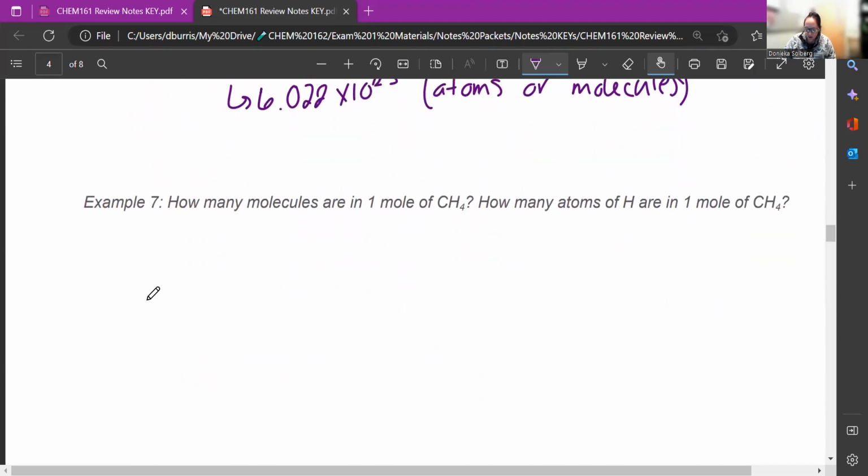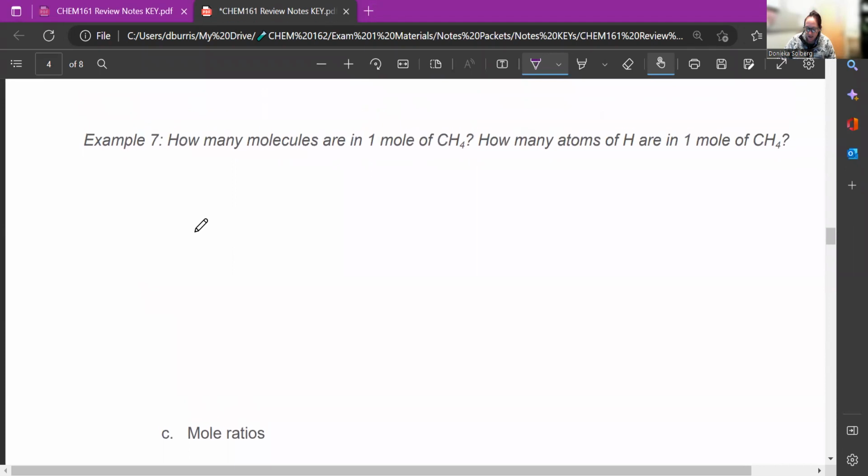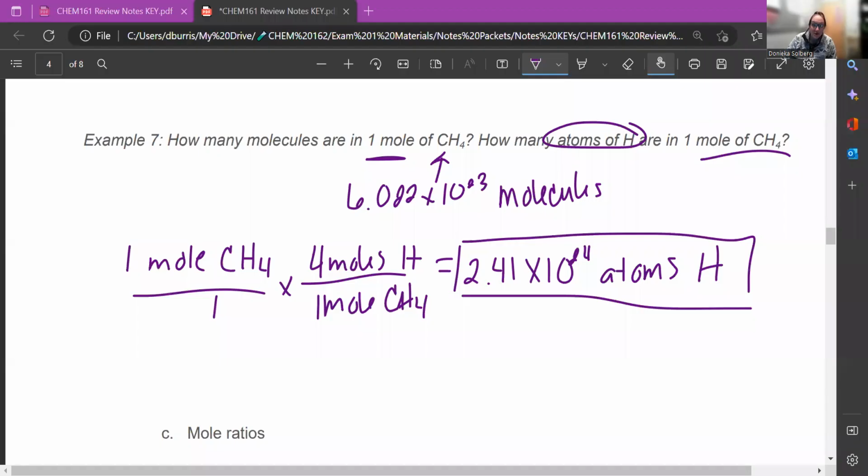Example number 7 is a conversion one. It says how many molecules are in 1 mole of CH4, and then how many atoms of hydrogen are in 1 mole of CH4. This is a really good review, so I recommend trying this one on your own. I will walk through it in just a moment. Obviously 1 mole of CH4 is just 6.02 times 10 to the 23rd molecules.